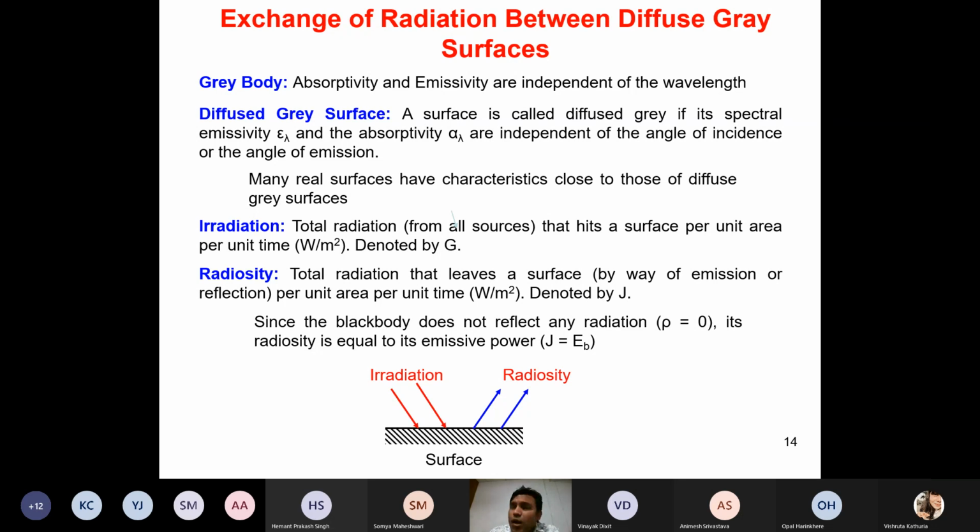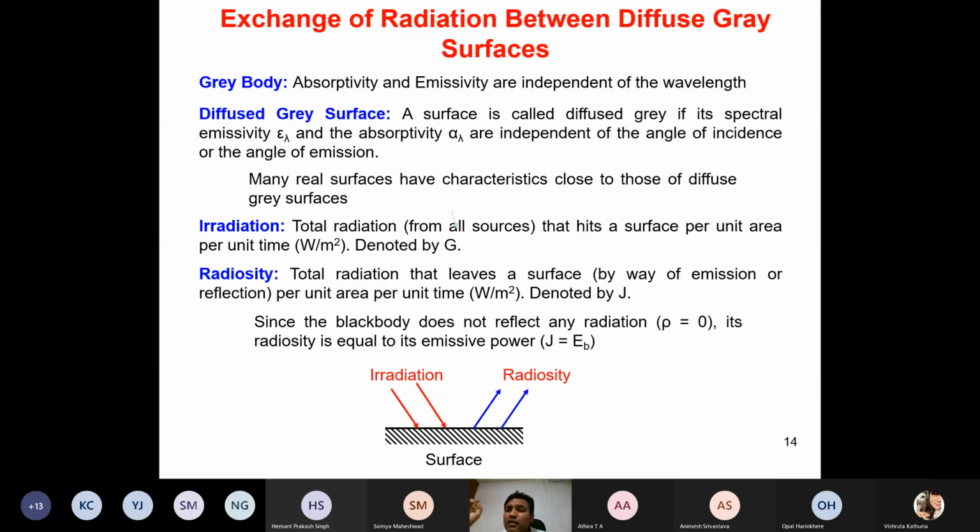So another concept is radiosity. Radiosity is the total radiation that leaves the surface by means of emission as well as by means of reflection, again per unit area and per unit time. So the unit is the same as emissive power, watt per meter square, but it is denoted by capital J. So radiosity is nothing but the radiation emitted plus the radiation reflected. So it accounts for both reflection as well as emission, isn't it?